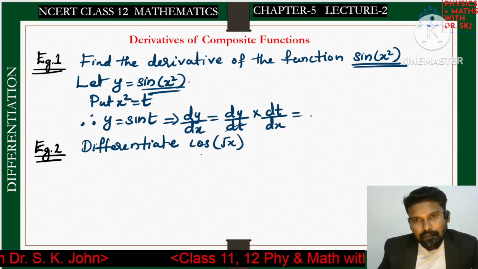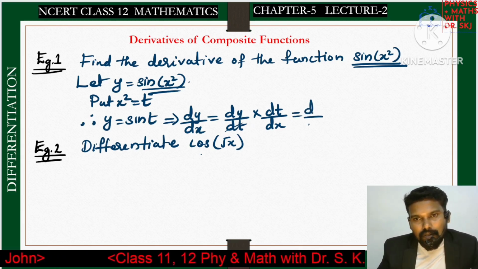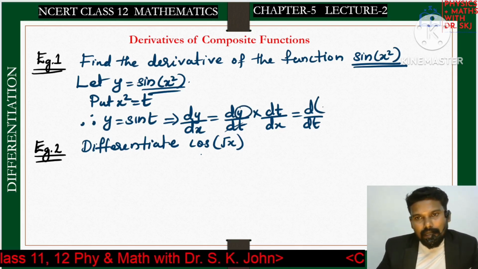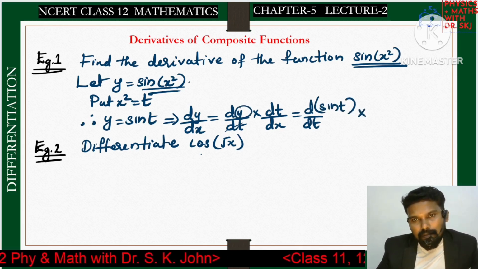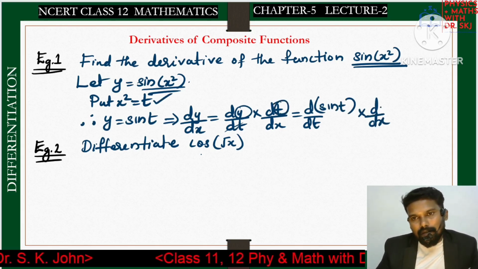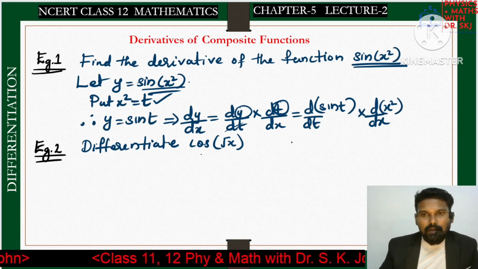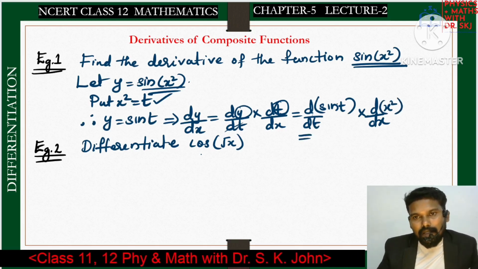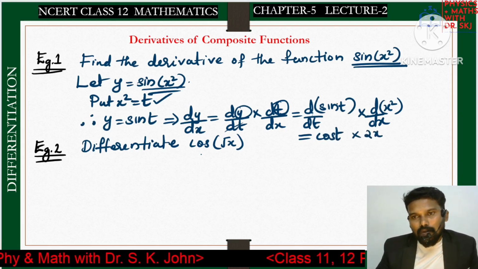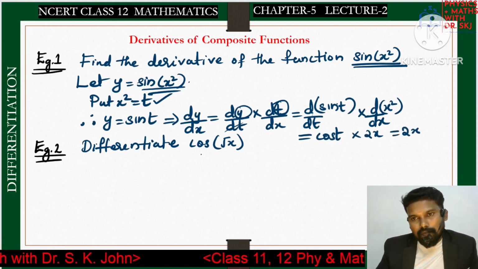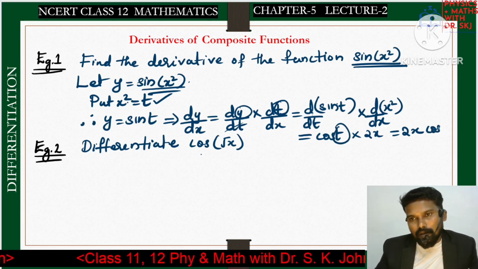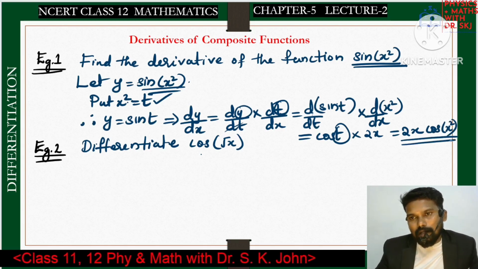So dy by dt, that is d by dt of y. What is y? Sin t, times d by dx of t. What is t here? We have taken x square as t. So d by dx of x square. This will give you the answer. D by dt of sin t is cos t. D by dx of x square is 2x. So your answer is 2x, and instead of t, you have to put x square. So 2x cos x square. So this is your answer.